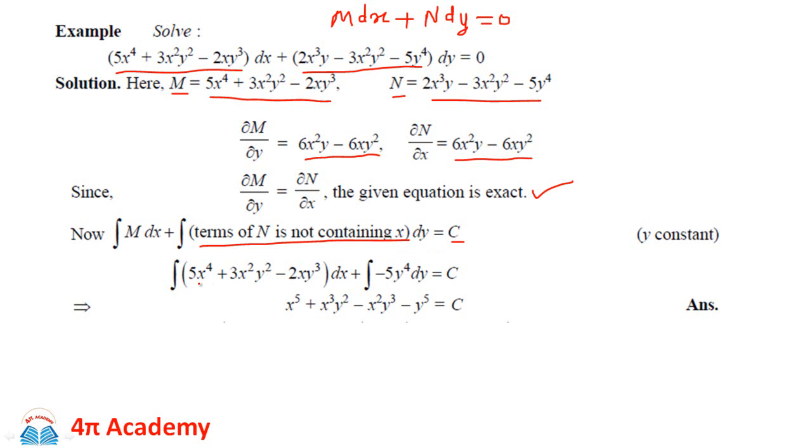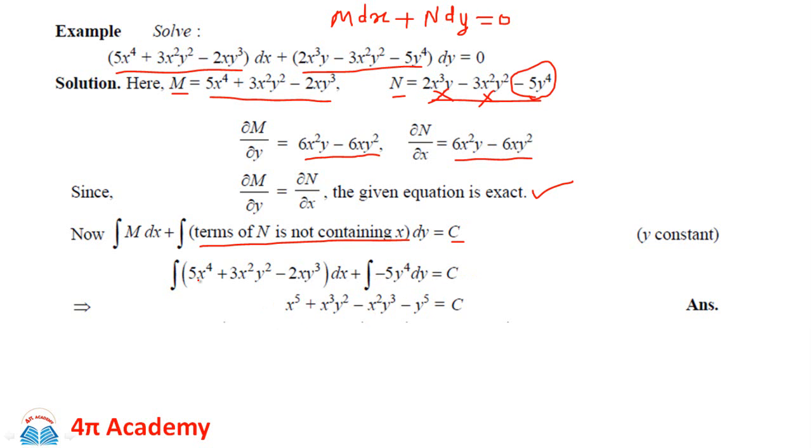So this m is 5x raised to 4 plus 3x square y square minus 2xy cube dx, plus integration of, now here you have to take only those terms of n which are not containing the x. So this term should not be there because it contains x, this term should not be there because it contains x, so only this term we have to take, which is minus 5 y raised to power 4. So this will be minus 5 y raised to power 4 dy, and it should be equal to c.